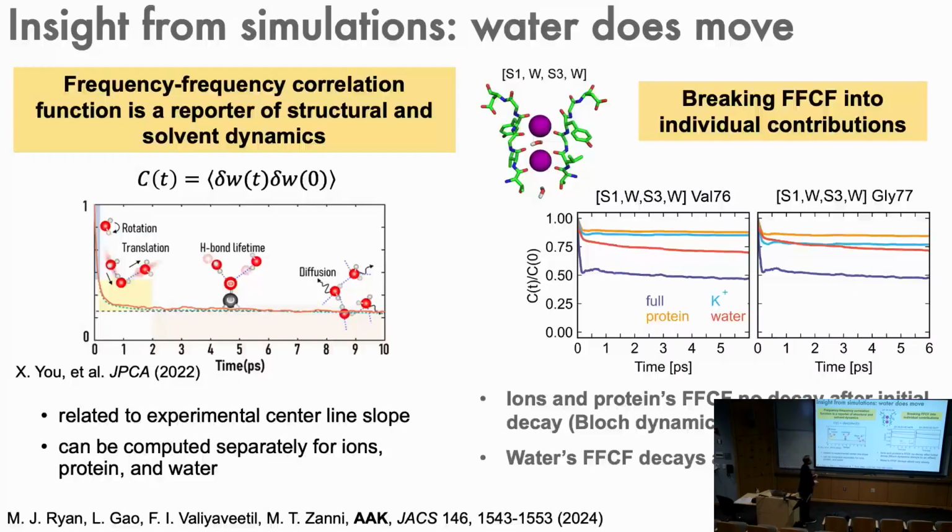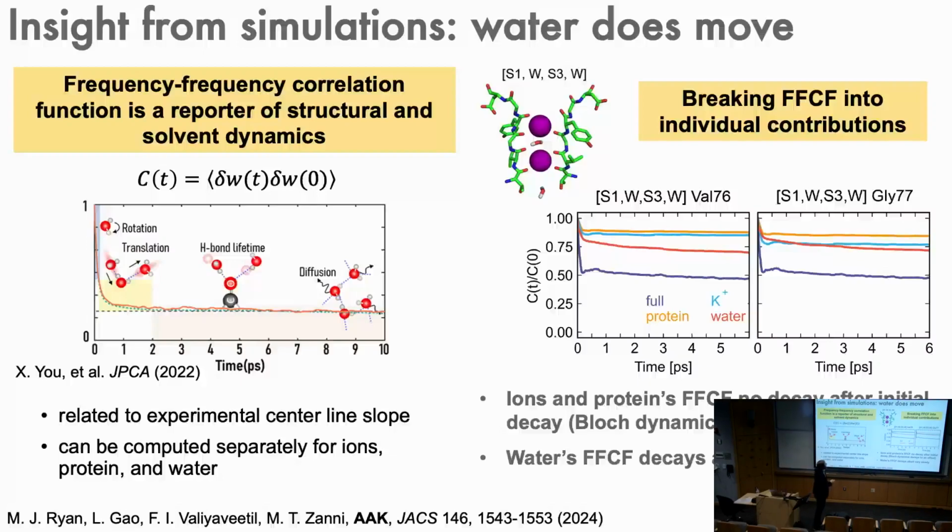This is our result. If we just focus for a second on the full line shape, I think that's purple, we do see this initial drop, but then it doesn't decay, or decays very slowly, which is exactly what you see in experiments. Nothing really changes on a few picosecond time scale. But what you can do in simulations that you cannot in experiments is break down this correlation function into different components. You can ask how much of this frequency correlation is due to ions, how much is due to protein, and how much is due to water. And that's what you see here.